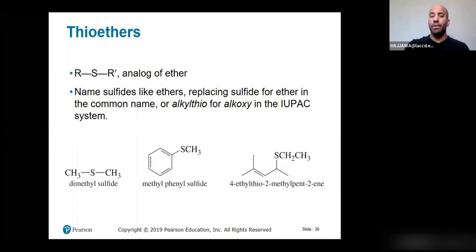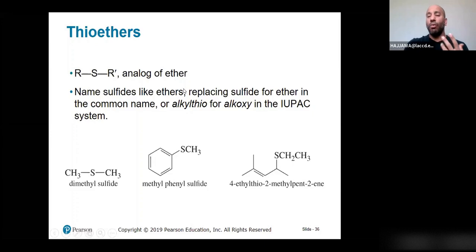In this part, we will discuss thioethers and epoxides. Previously, we talked about ethers, their reactions, and their methods of prep. What are thioethers? Thioethers are usually analogs of ethers. So instead of having ROR, we have an RSR. So that's what we see in thioethers, or what we call sulfides.